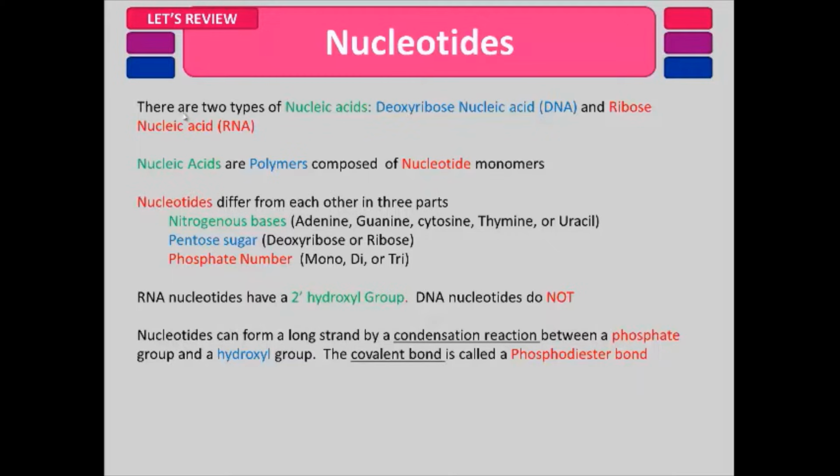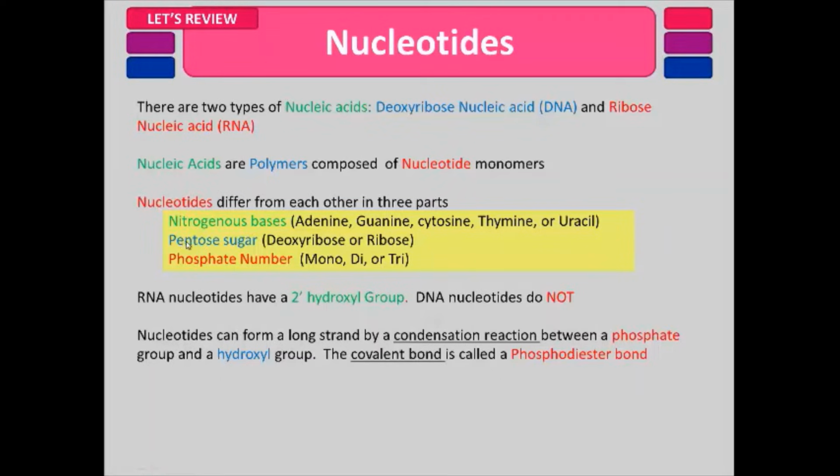Now let's review what we have learned about nucleic acid polymers and their nucleotide monomers. There are 2 types of nucleic acids, deoxyribose nucleic acid and ribose nucleic acid. Nucleic acids are polymers composed of nucleotide monomers. Nucleotides differ from each other in 3 parts. The first part is nitrogenous bases. The nitrogenous bases are adenine and guanine, which are purines, and cytosine, thymine, or uracil, which are pyrimidines.